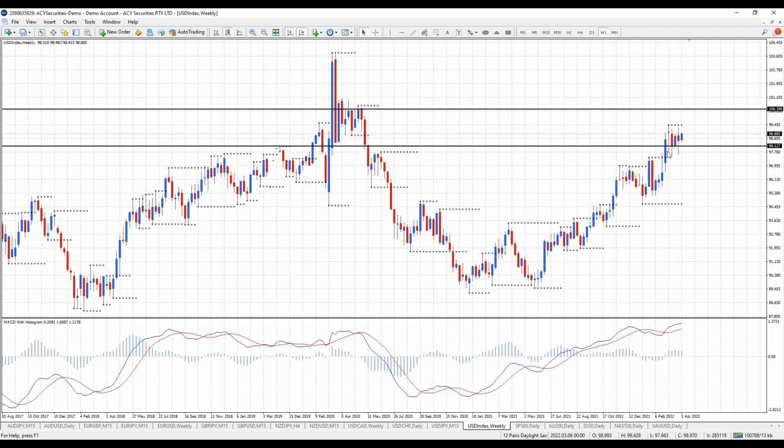Weekly, it's been a bit consolidatory. It's been trying to trade below 98.12 and then moving back above. So last week we came below 98.12 and moved back above. So structurally this is still in an uptrend. Higher top, higher bottom here.